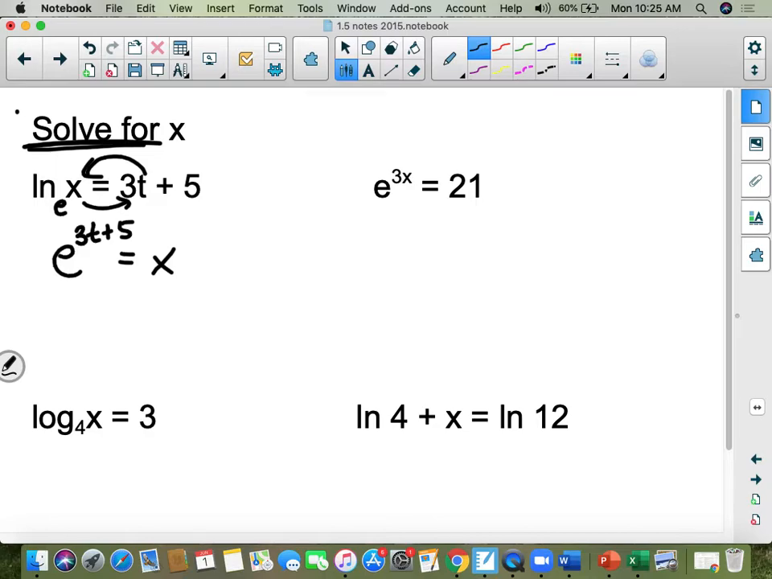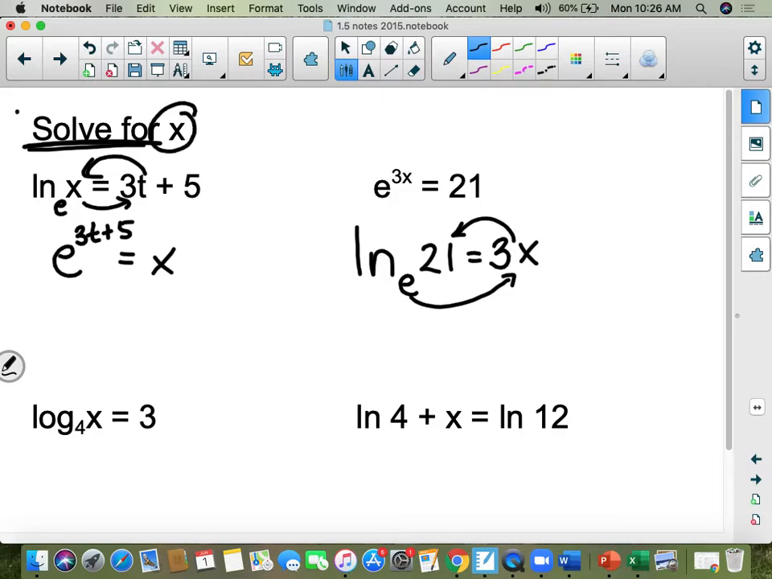If it's an e form, I can put it back. The natural log, I know the little e goes here. I know 21 goes here, and I know 3x goes here. e raised to the 3x equals 21. See how I put everything in the right spot? But it says to solve for x up here. So the last thing I'm going to do is divide both sides by 3 to get x alone.